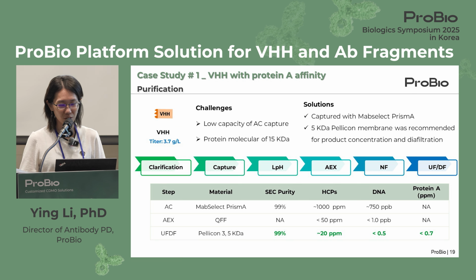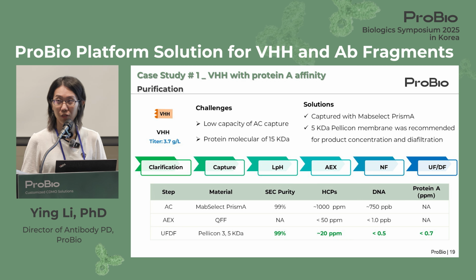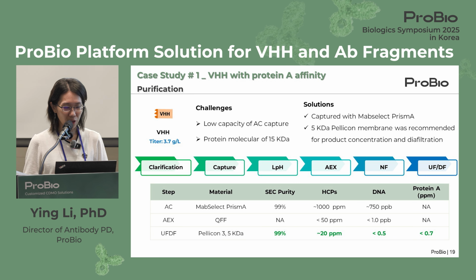All right, so next we'll go through a number of case studies to tackle the CMC solution for different types of VHH formats. So the first group is the VHH with protein A affinity, which is a VH3 group. This type of molecule is kind of straightforward. We can utilize protein A. For example, the Prism A resin is commonly used with good affinity for VHH as a capture step.